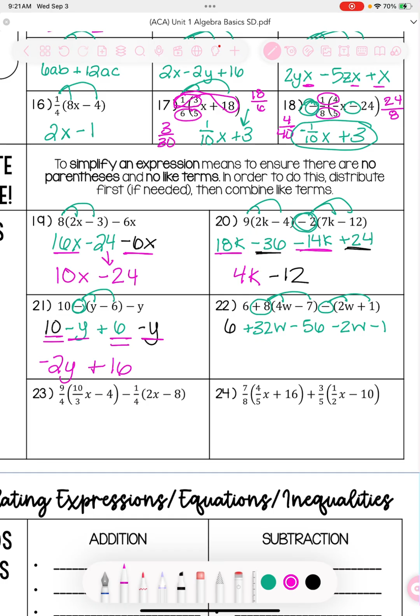So when I put these together, 32 minus 2 is 30w, and then 6 and negative 56 is negative 50, and then minus 1 more is negative 51.